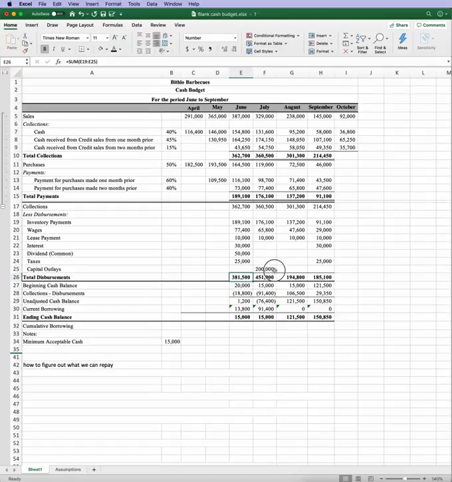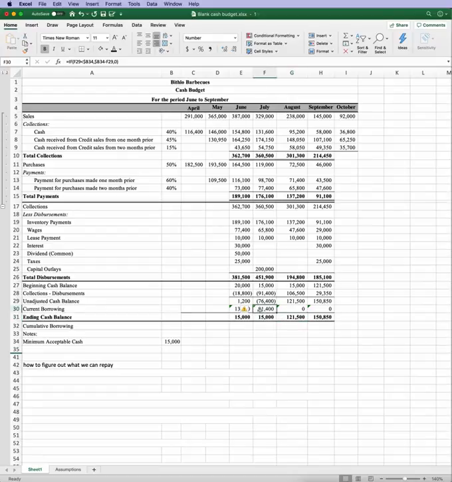And then in July, we had this big capital outlay. And so we wound up needing to borrow $91,400 in order to get us to the $15,000 that we need. And then the following month, we had a big positive cash flow, and we wind up with $121,000 in cash in the bank.